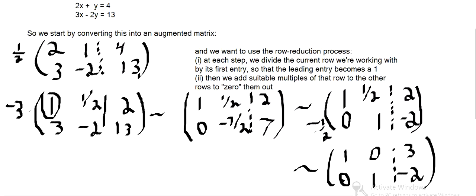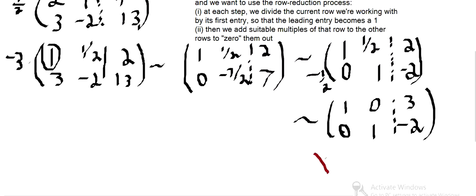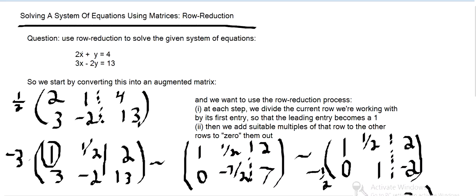And then we can read the solutions directly off of this. So we're finished. It's the identity matrix on the left. We'll always end up with the identity on the left. And then on the right, we've got the solutions we can read off. So this is just literally x equals 3, y equals minus 2. And we can plug that back in and check. So x equals 3, y equals minus 2, and we're good.